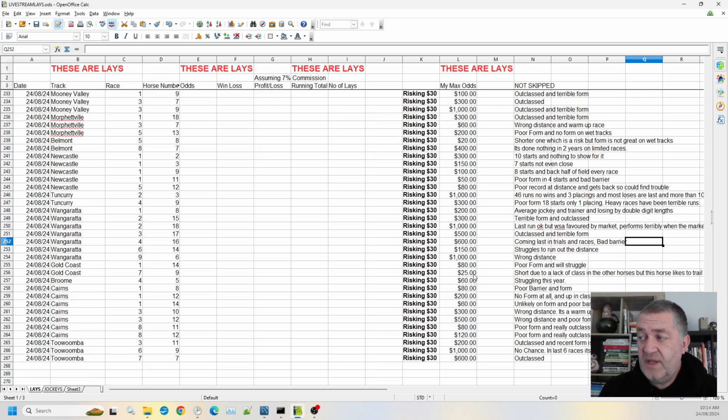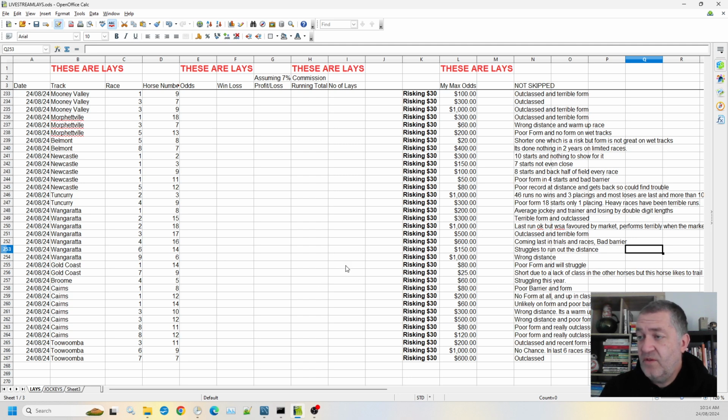Race six, number 14, we are looking up to $150. It's going to struggle to run out the distance. It's had quite a few issues just running to the distances which are there. It can be in the pack, but that last 100, 200 meters, it seems to fall out.